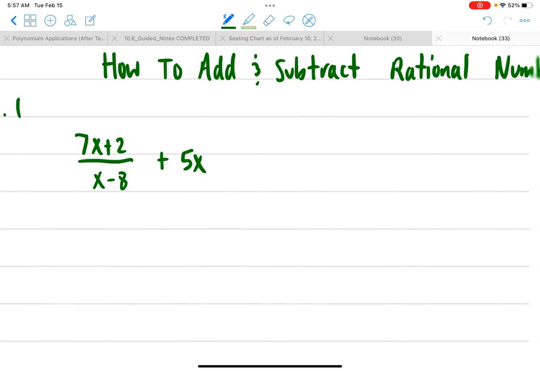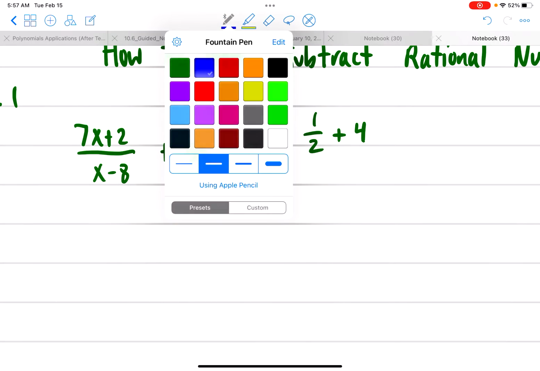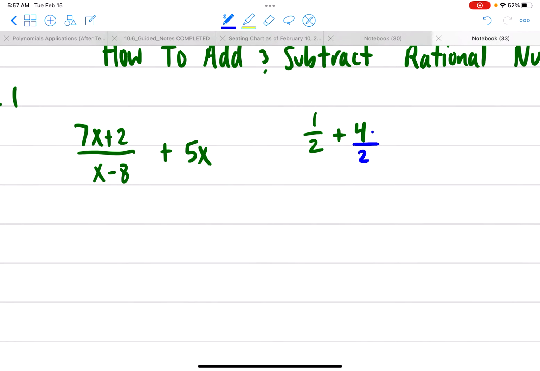I got some different examples queued up for you. So on this one, you have (7x plus 2) over (x minus 8) plus 5x. This would be very similar to having a fraction like 1/2 plus 4. And all you need to do is make sure that the 4 also has a denominator of 2. So it's going to get multiplied on the top and the bottom by the same number, okay? In this case, the number, and I say that with air quotes, is the x minus 8. So we're going to multiply by x minus 8.